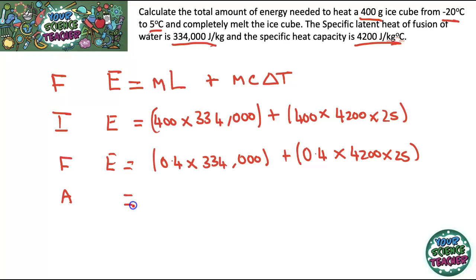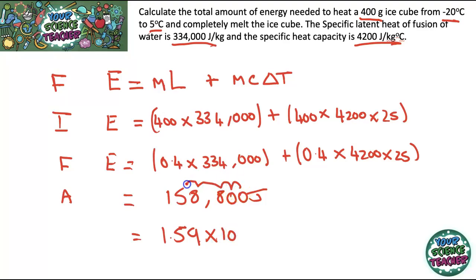And that gives me an answer of 158,800 joules. Now something that it might ask you to do here is it might say to put your answer in standard form to 3 significant figures, and to do that, that would be 1.59 times 10 to the 5 joules. Circle my unit, underline my answer.